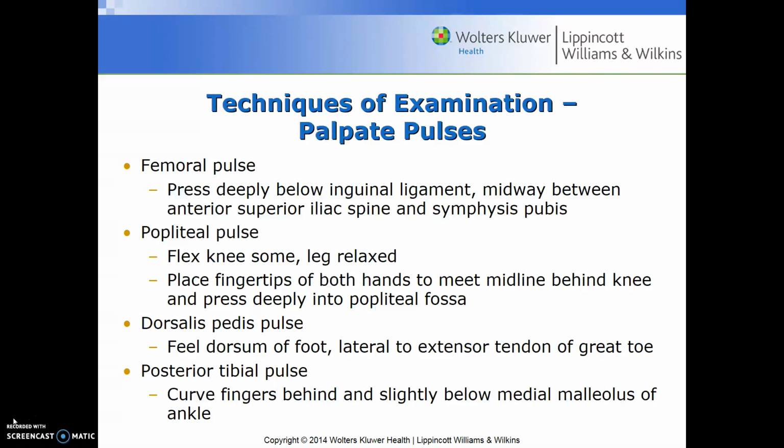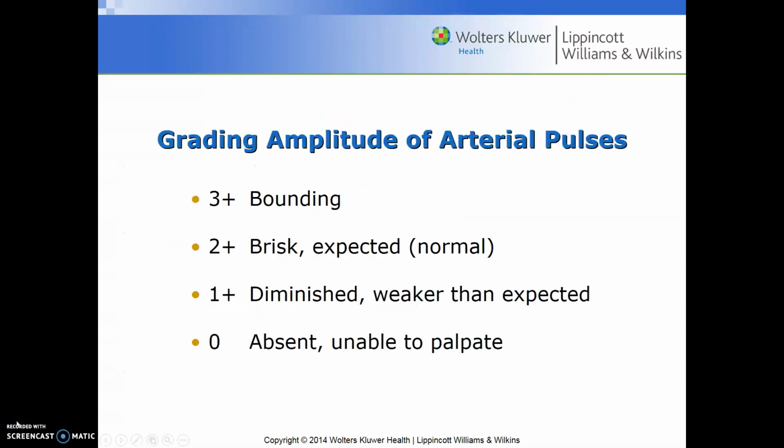Now, the information on the slide tells you exactly how to do it. I think as RNs that we are skilled at assessing pulses. It's very important to accurately grade the amplitude of arterial pulses, and just review this chart with 3+ being bounding all the way to 0, absent or unable to palpate.